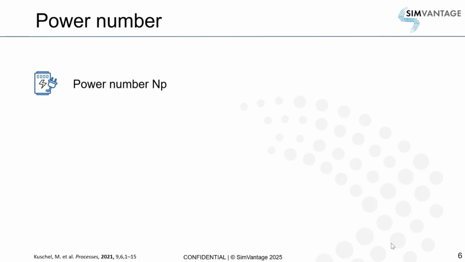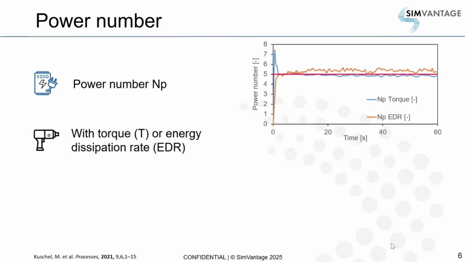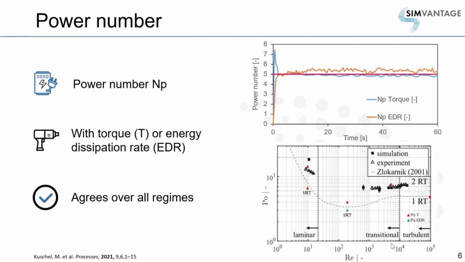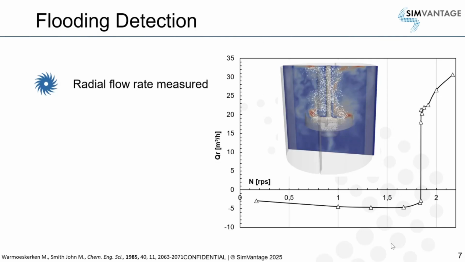But you can also say that the energy that the stirrer brings into the liquid has to be distributed and dissipated somehow, and therefore you're measuring and summing up all the energy dissipation in the whole reactor, and therefore know how much power you need to put in. And if you compare that and calculate the power number, you see that you get a very good agreement between these two methods, and also the correct power number for this Rushton type stirrer. And this agrees not only in the turbulent regime, but also in the transitional and laminar regime.